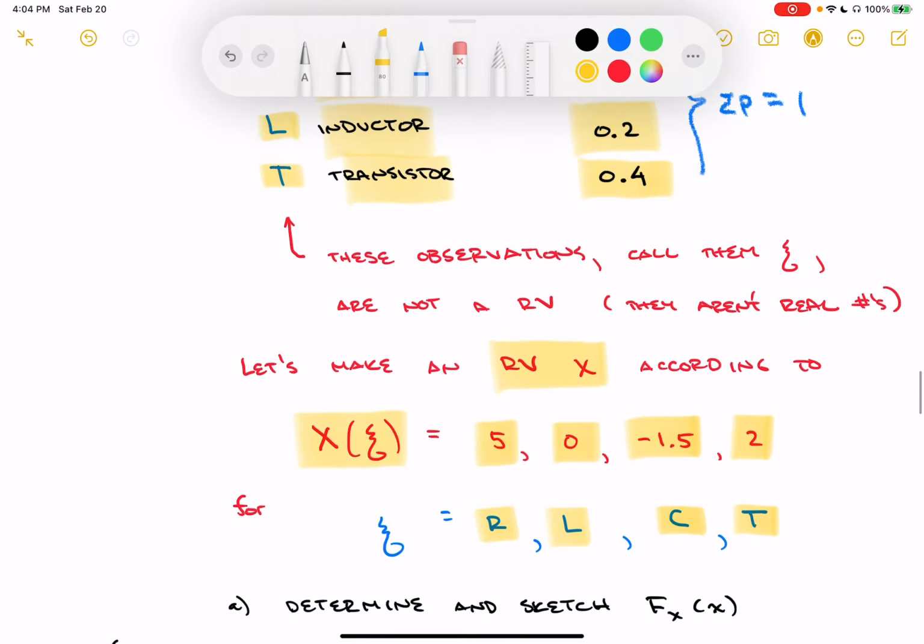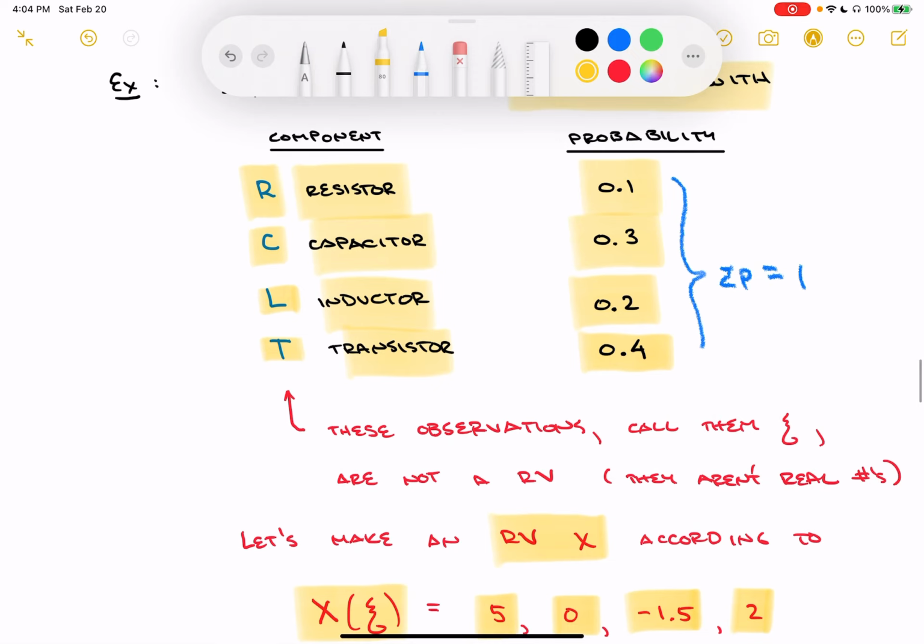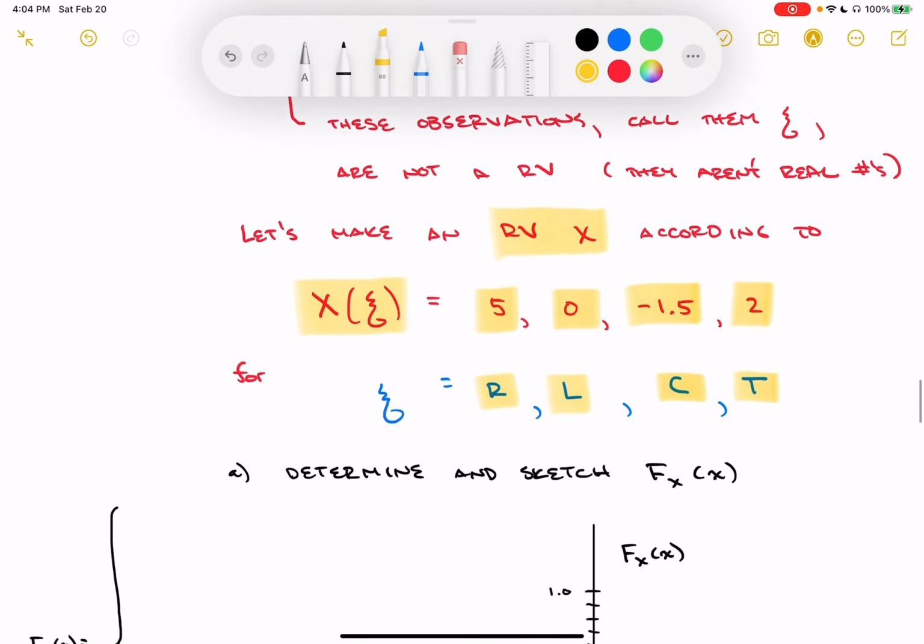So let's go back to what we had before initially. We saw that there were resistors, capacitors, inductors, and transistors, and they had particular probabilities, right? We know that a CDF is an accumulation of probability. So if I'm going to be thinking about accumulations of probability, I'm not going to accumulate anything until I hit the first value x that is possible.